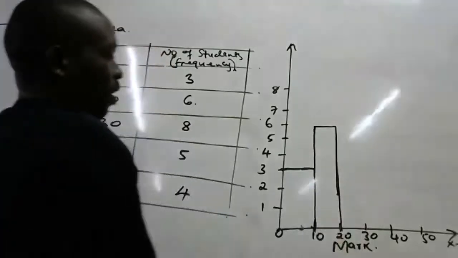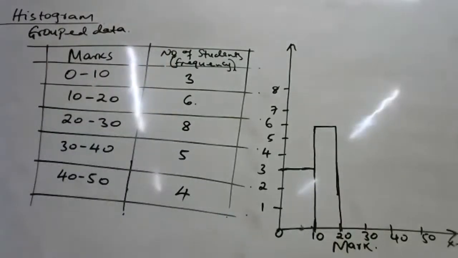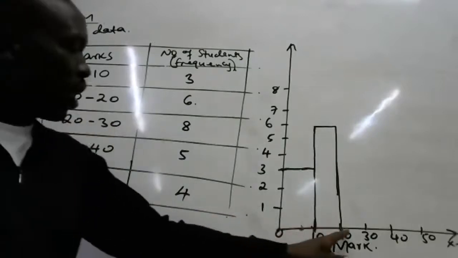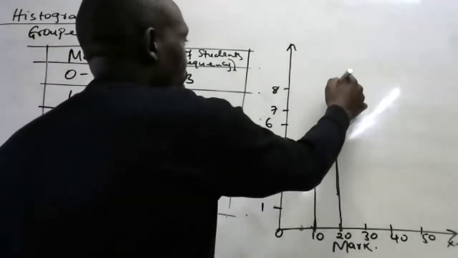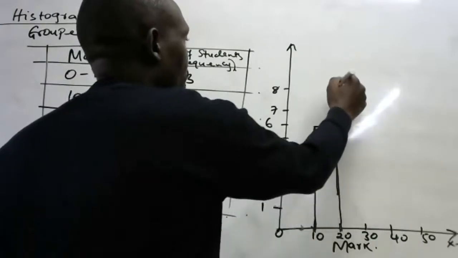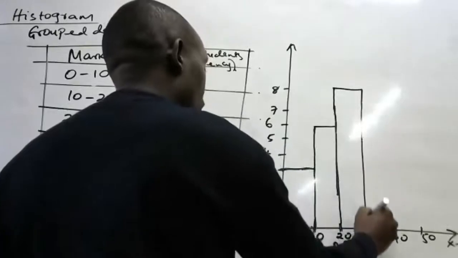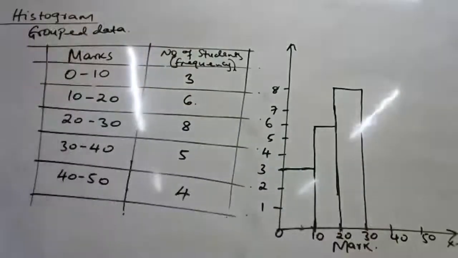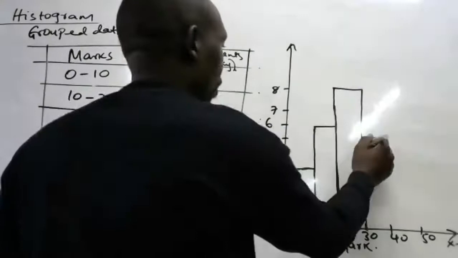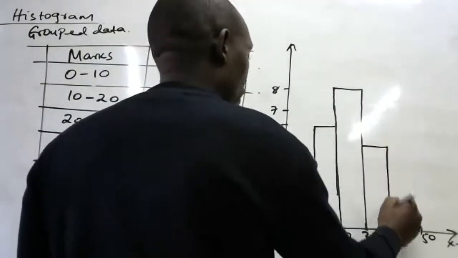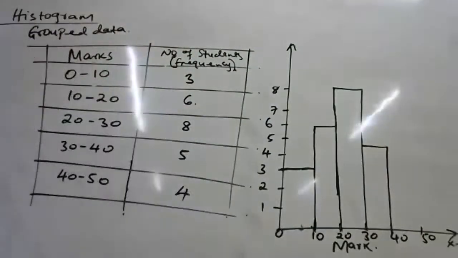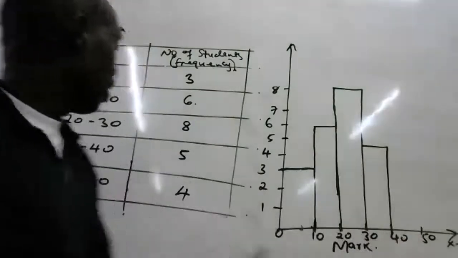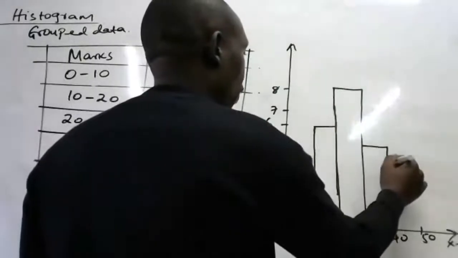As high as that, 6. Then the class of 20 to 30, there are 8 students. So make sure it's like that, up to where we have 8. Then 30 to 40, they were 5, so for that particular bar we have a frequency of 5. And lastly, 40 to 50, it is 4, so you will get where you have 4.